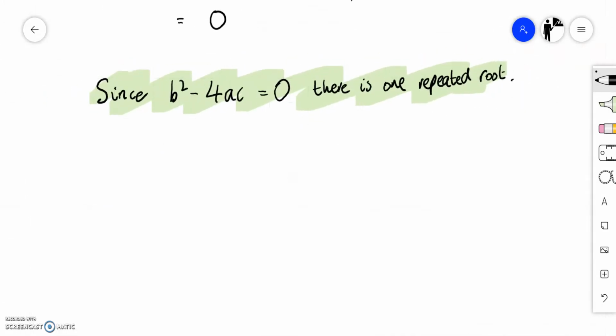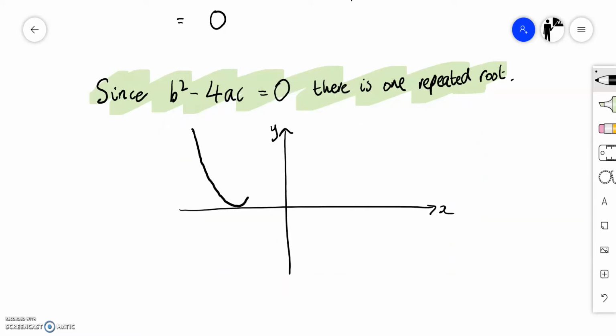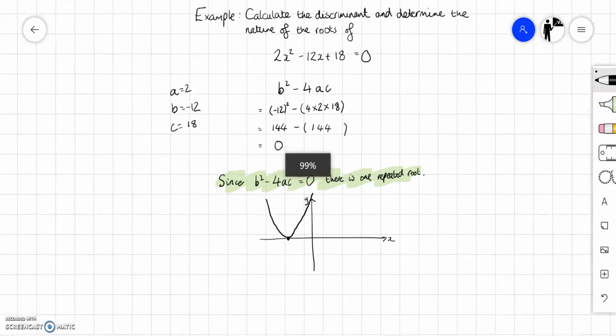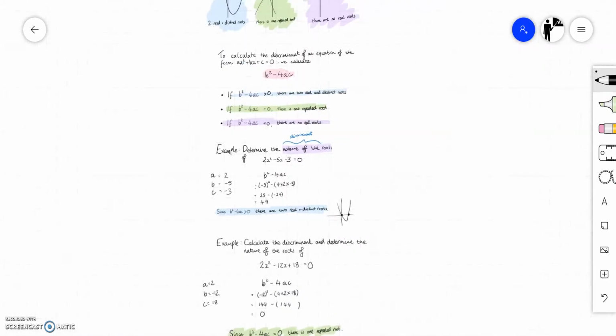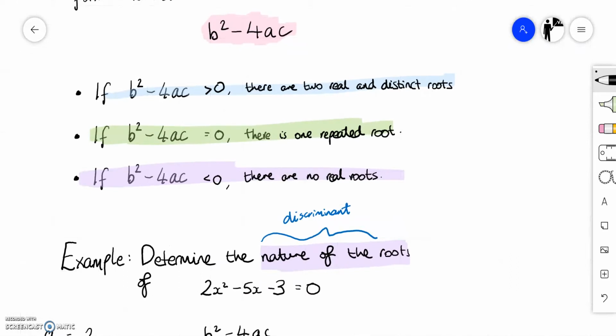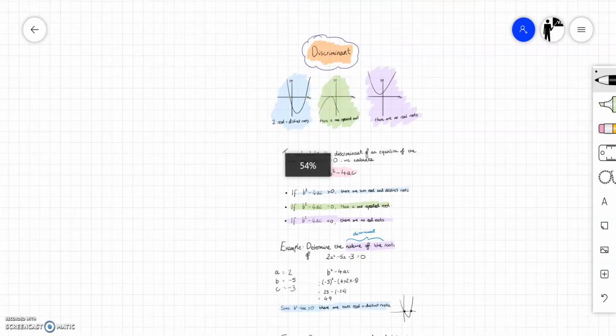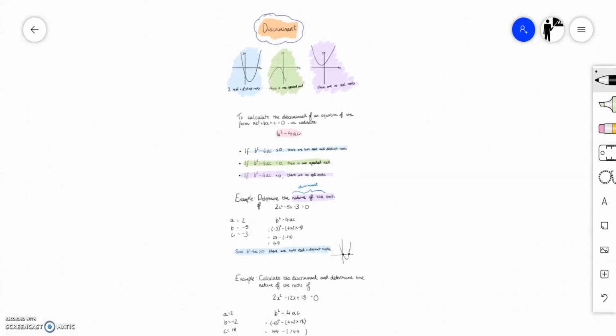What might this look like? Well, it's going to be a parabola that has one root that lies on the x-axis. So it might look something like this, for example, where the root is on the x-axis. Okay, so you need to be able to recall these three scenarios here, 1, 2, 3, with that kind of exact wording. The SQA are quite particular with it. So that is how we calculate the discriminant, and doing that allows us to determine the nature of the roots. Thank you very much.